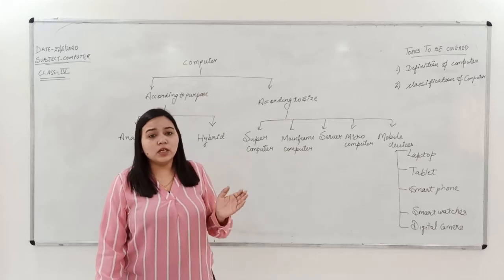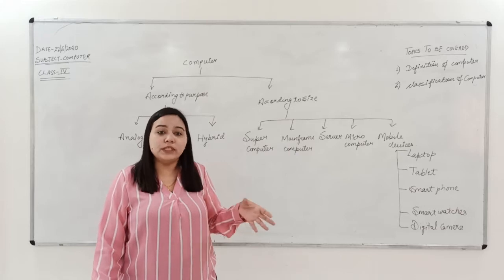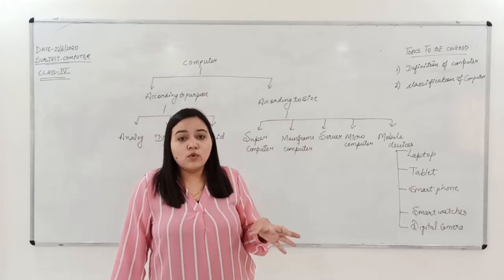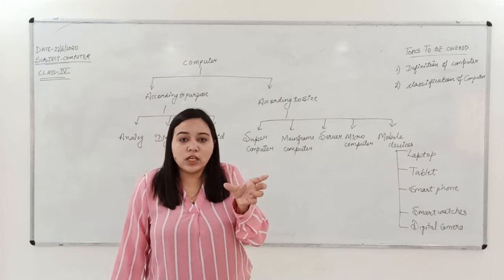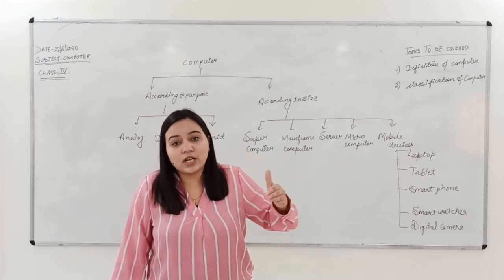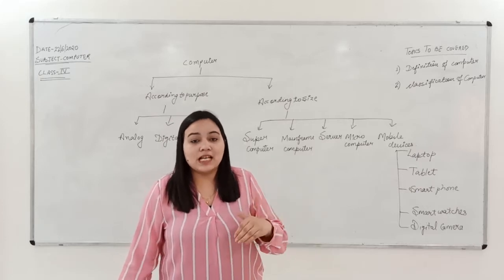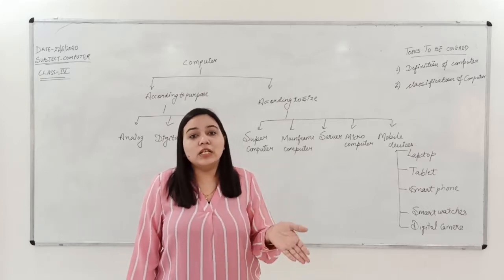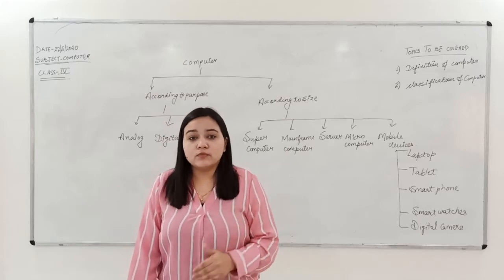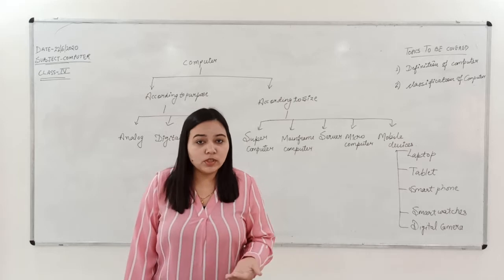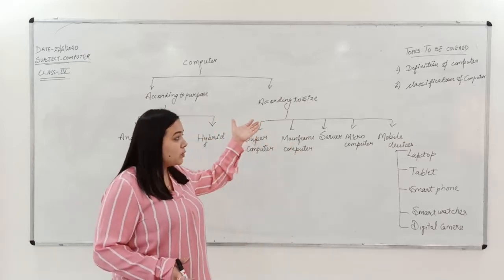Now, a computer comes in various shapes and sizes, and there are so many types. So we need to know how a computer can be classified. Classification means dividing or categorizing a particular thing into various types. So classification of computers will lead us to the various types of computers. What are the various types of computers? How can we classify them into different categories? That we are going to see.